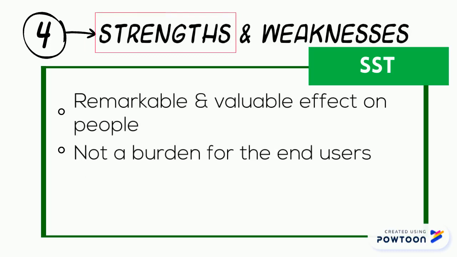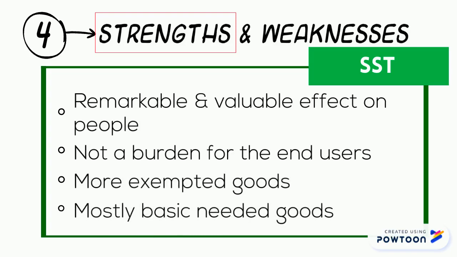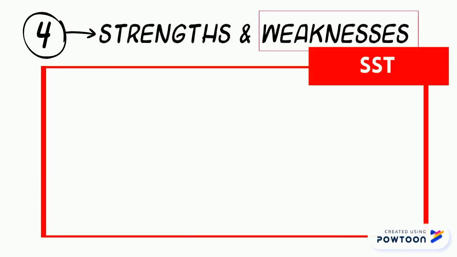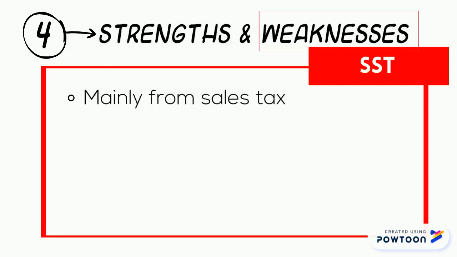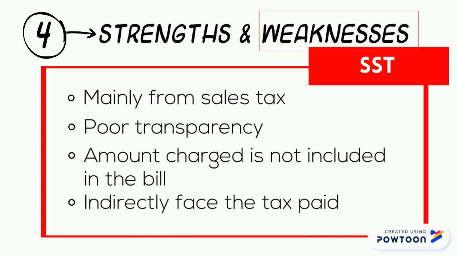The exempted goods under SST are more than under GST, and most of these are necessities needed by people to sustain their lives. This leads to a lower income from SST as compared to GST, but does not burden low-income people. The disadvantage of SST mainly comes from sales tax. Due to its poor transparency, the amount charged will not be included precisely and clearly in the bill. As it is a single-stage tax, the consumer will not directly face and notice the tax indeed paid.